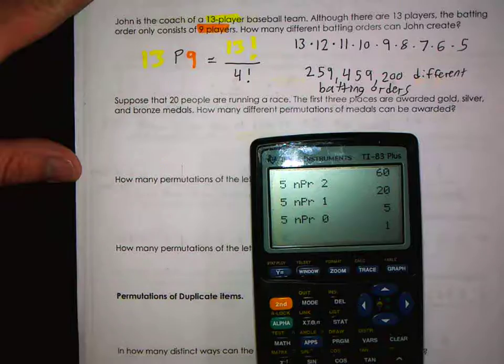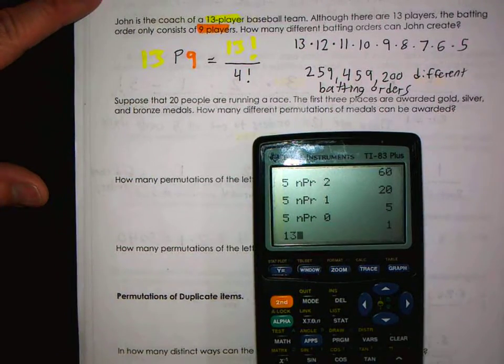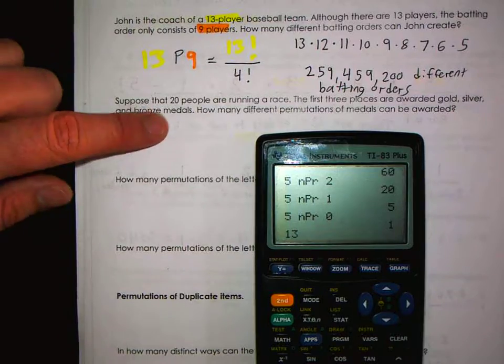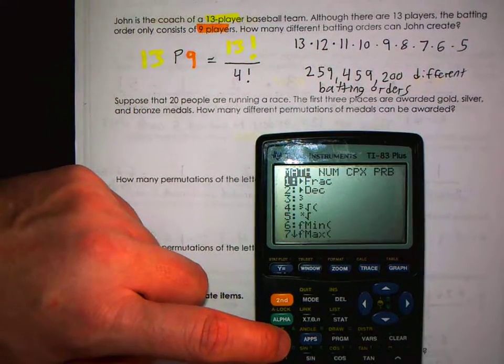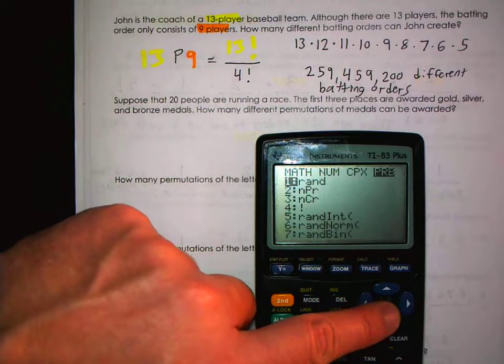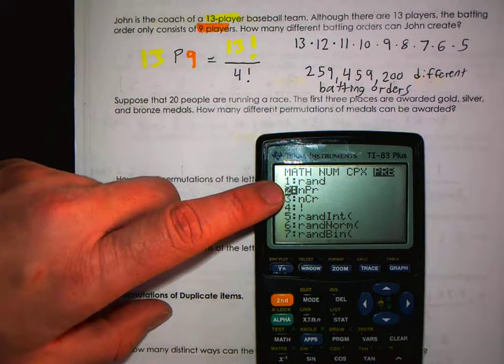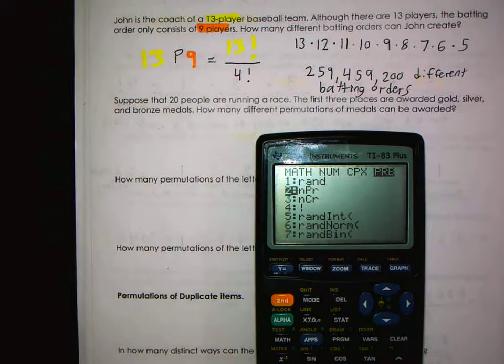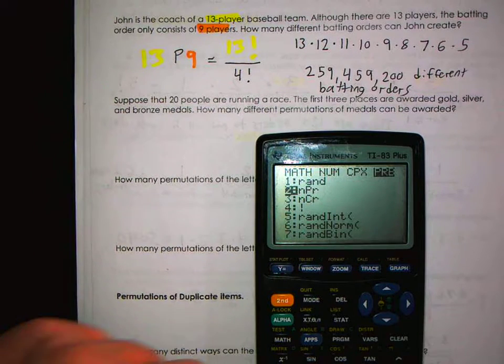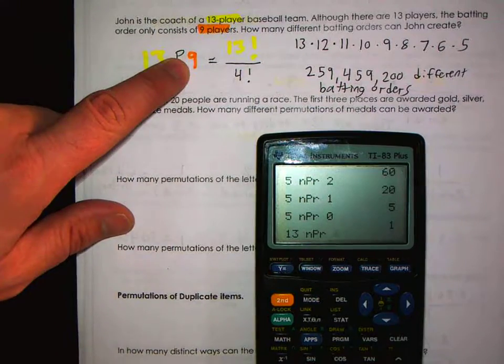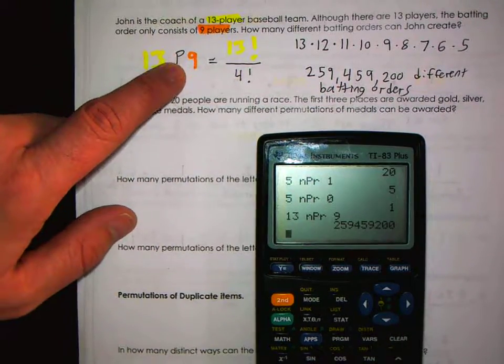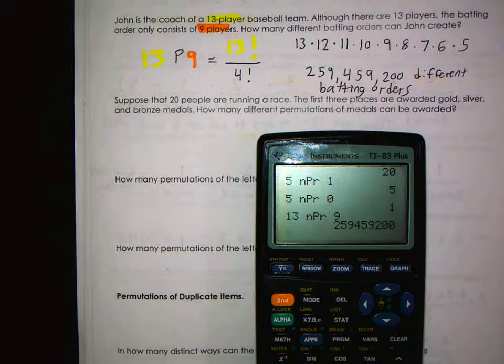Your calculator could also do it. You go 13, and then you go back to your math button, go to PRB, see the nPr. So nPr is when order matters. nCr, that would be when order doesn't matter. You just need people on your team. It doesn't matter what order they bat in, okay? But we would choose nPr, and we would put in 9. See, it spits out your 259 million. But it's good to understand the formula too, because I always forget the formula.